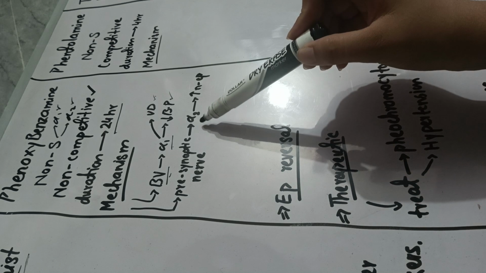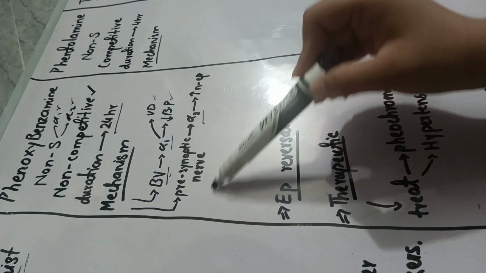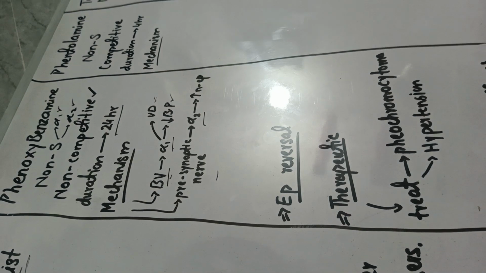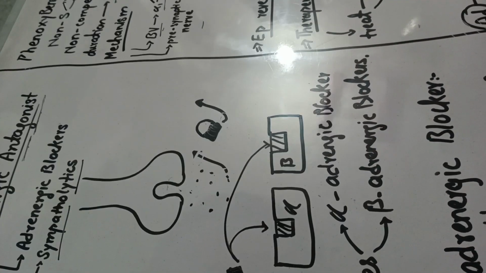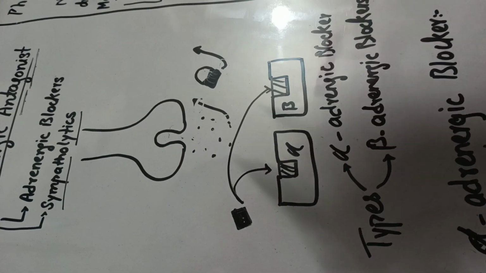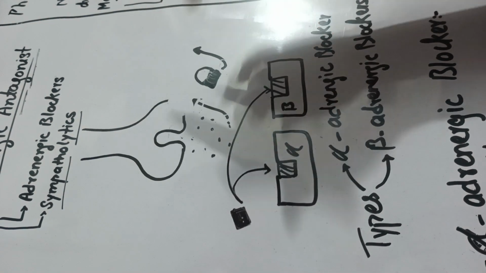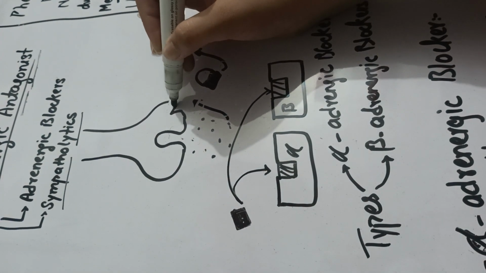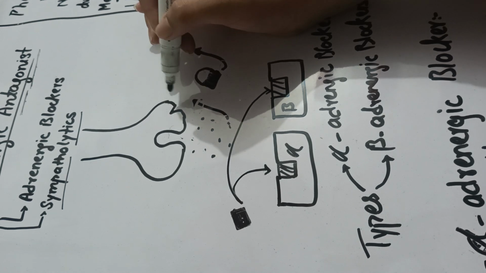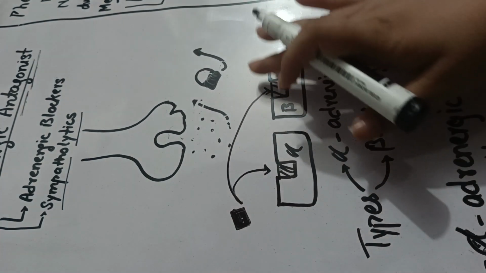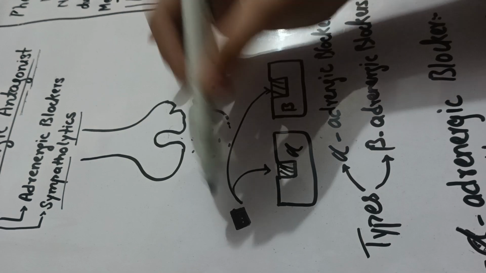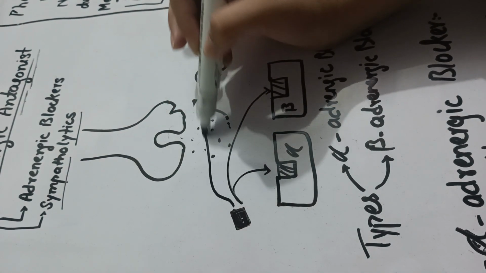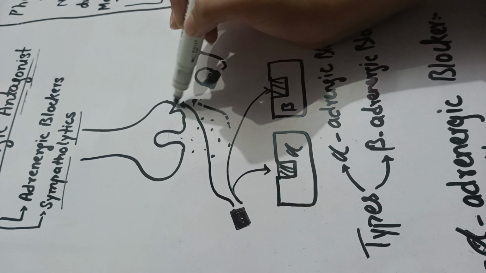Now they also bind to the alpha 2 receptors which are present on the presynaptic nerve. The alpha 2 receptors are located here. As you can see, this is the presynaptic nerve. On that nerve, this kind of alpha 2 receptor is present. So what is going to happen? This alpha antagonist will bind with that receptor and block it.